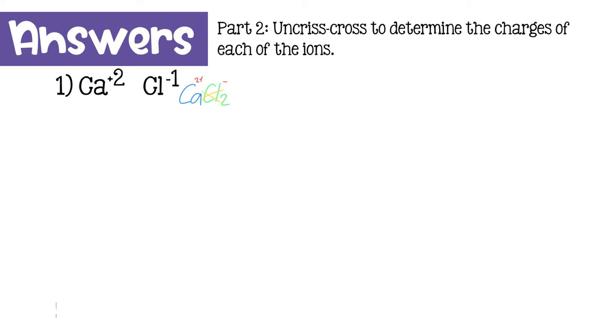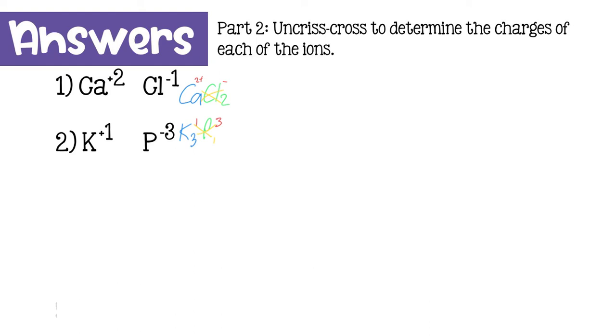For number 2, we have K3P. So when we undo the crisscross, there's only 1 on the potassium, and it's positive because potassium is the metal, and you get 3 as your phosphorus charge. It's -3 because phosphorus is an anion.